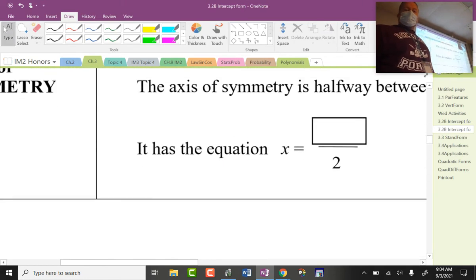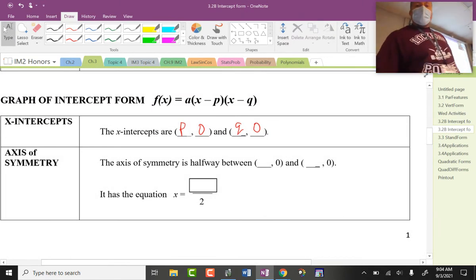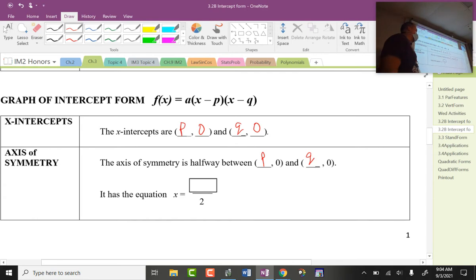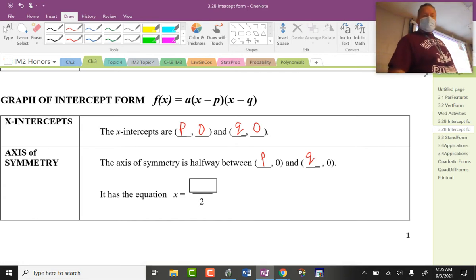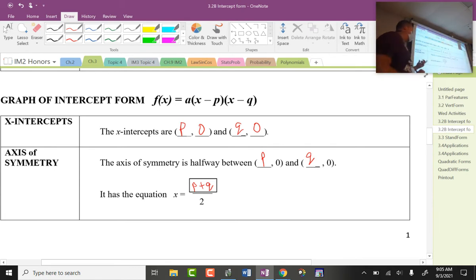So, just to reiterate and state that one more time, the axis of symmetry is exactly between (p, 0) and (q, 0). It has to be. There is symmetry with parabolas. So the equation for the axis of symmetry when you're in this form is find the sum of the two x-coordinates and divide by 2.